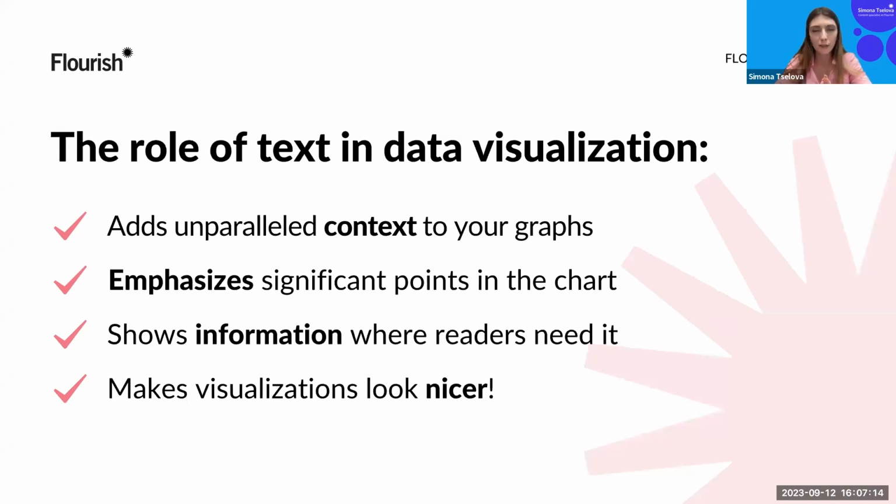Text also emphasizes significant points in the charts with the use of things like annotations, labels, axis highlights, which we will cover throughout this webinar. It shows information where readers need it. Obviously, when it comes to titles or labels in pop-ups, for example, with Flourish, when you create an interactive graph, this is one of the biggest benefits: users can hover over and see additional information, which would be great to have there when people need it most. And I know it sounds silly, but it just makes visualizations look nicer, because without text, it would be quite plain and probably wouldn't do its job as well as possible.